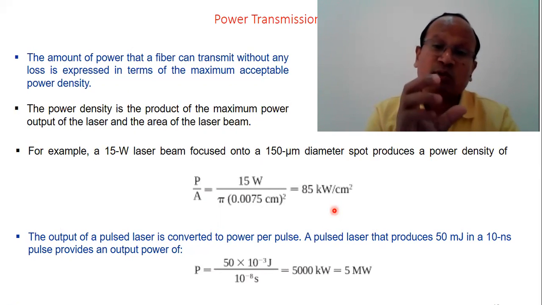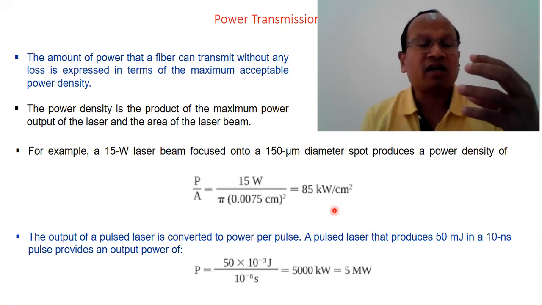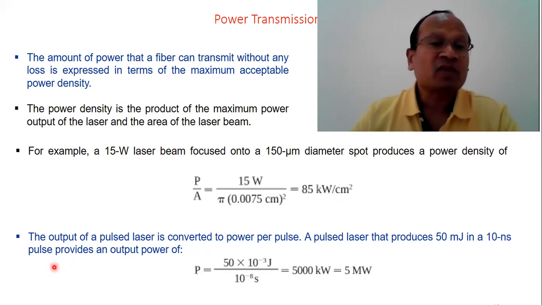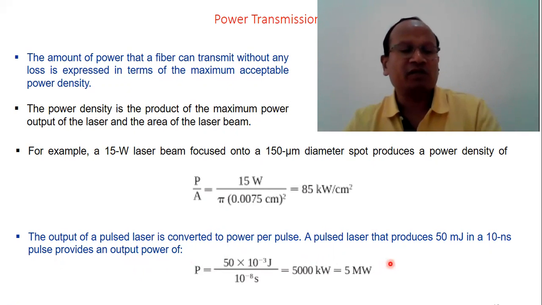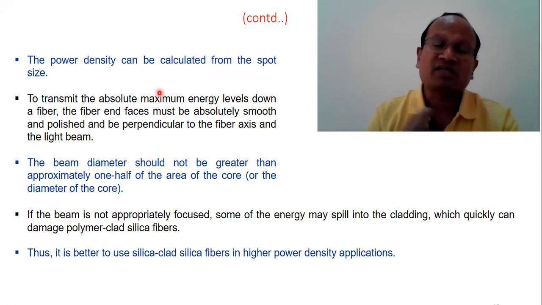So you can understand effectively that per centimeter square area of the material, the total effective power is 85 kilowatt. The output of a pulse laser is converted to power per pulse also. For example, a pulse laser that produces 50 millijoule in 10 nanosecond provides an output power of 5 milliwatt. So this is how we can compute. The power density is calculated from spot size. What is the spot size? Accordingly, spot size affects the power density.